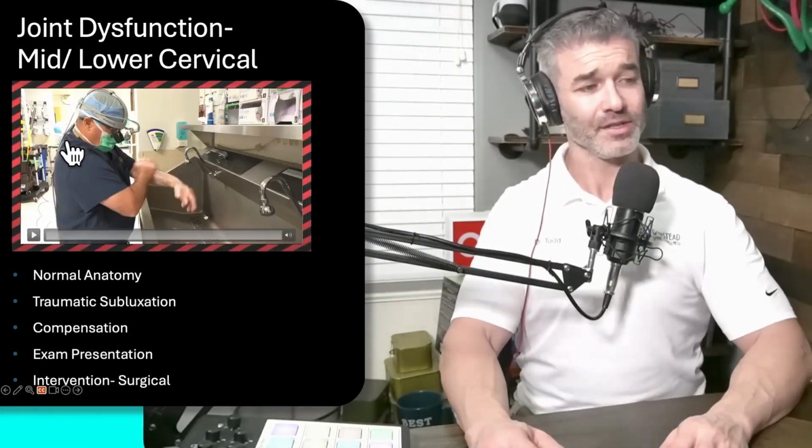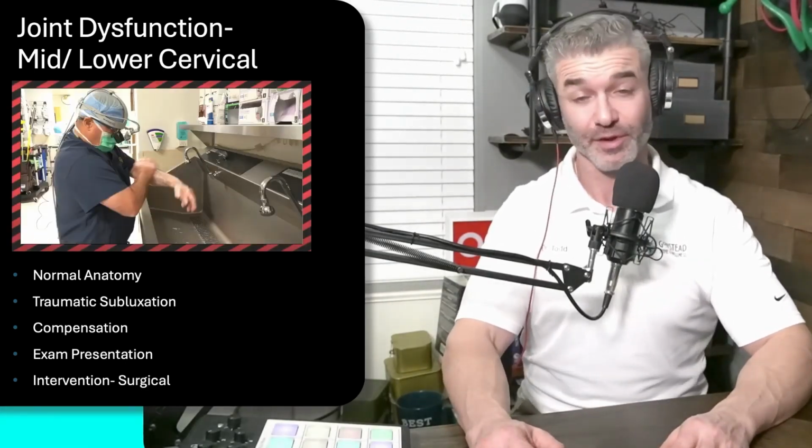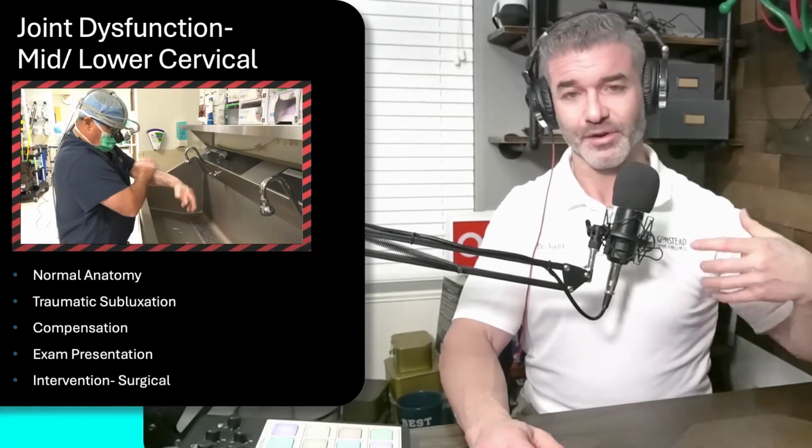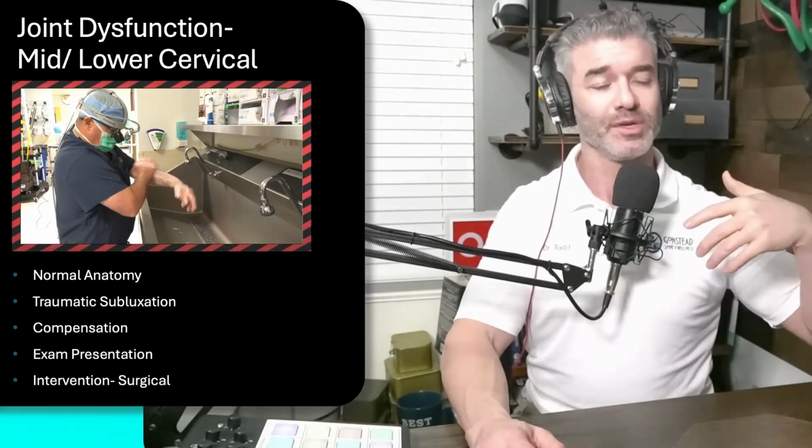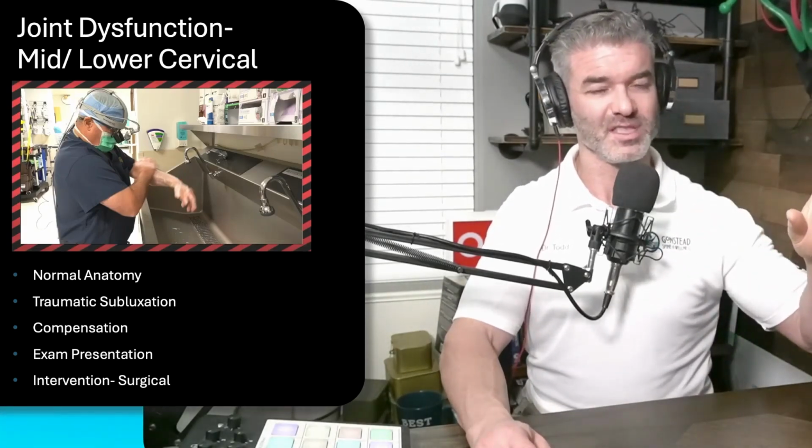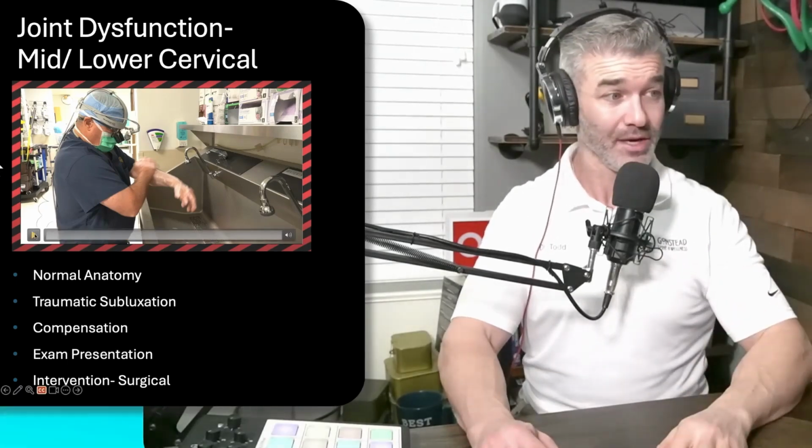Last one here, as far as intervention, we talked about some conservative intervention, things that we do. Not pictured here is the different types of exercise we do to reinforce this and some of the different stability and strengthening. Let's show right here a surgical approach.